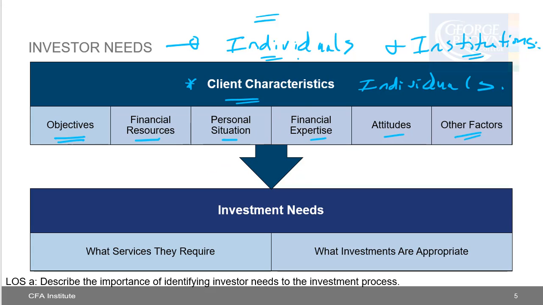But anyhow, regardless of individual clients or institutional clients, we're going to look at the investment needs, and that's in terms of what services they require and ultimately what investments are appropriate.